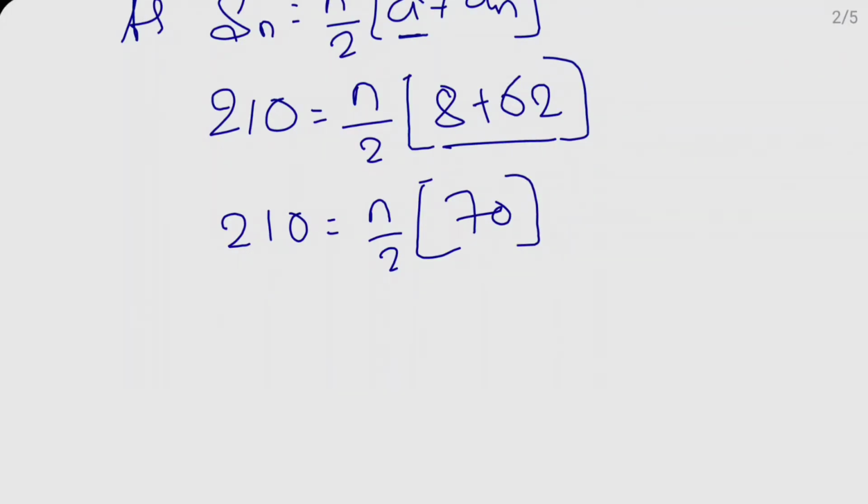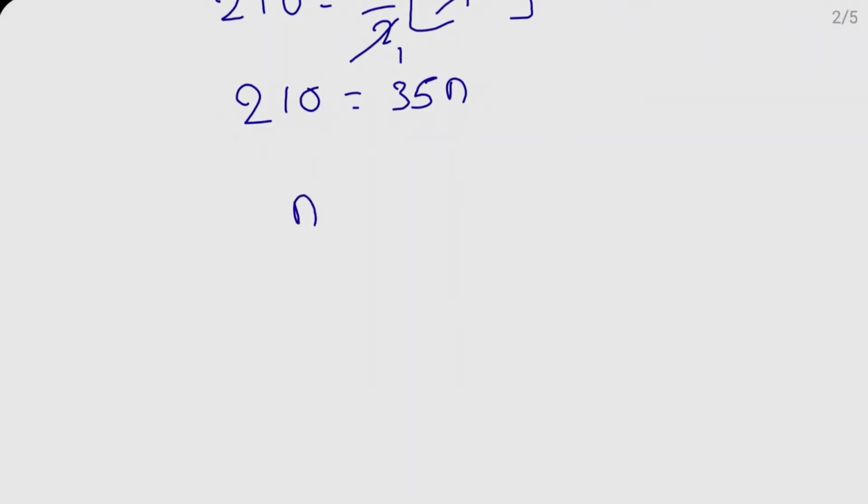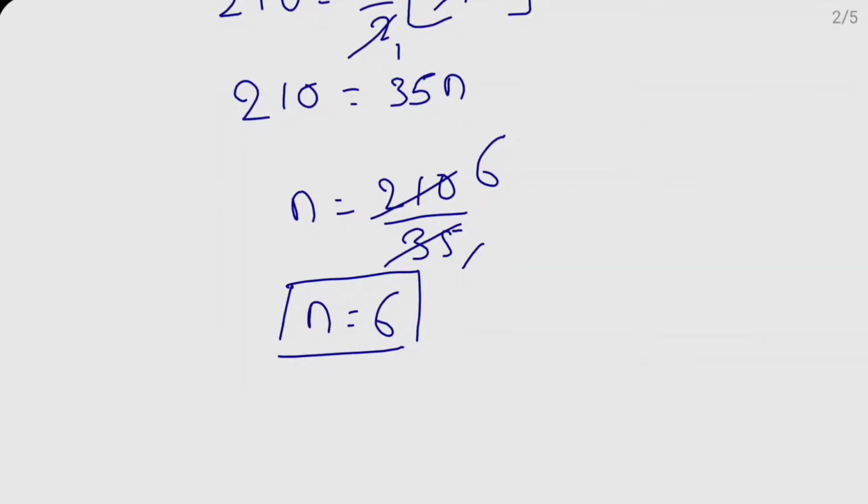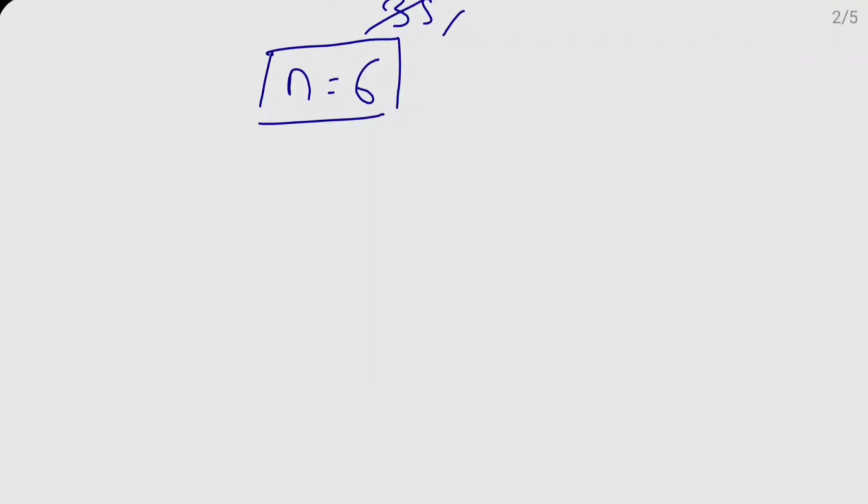So now 2 ones are 2, 35s. Is it clear? So 210 equal to 35 into n, and now here n equal to 210 divided by 35. Is it clear? So 35 ones are 35, 6 are 210, so n equal to 6. Here we got n is 6, and now here we want to find out d, common difference.